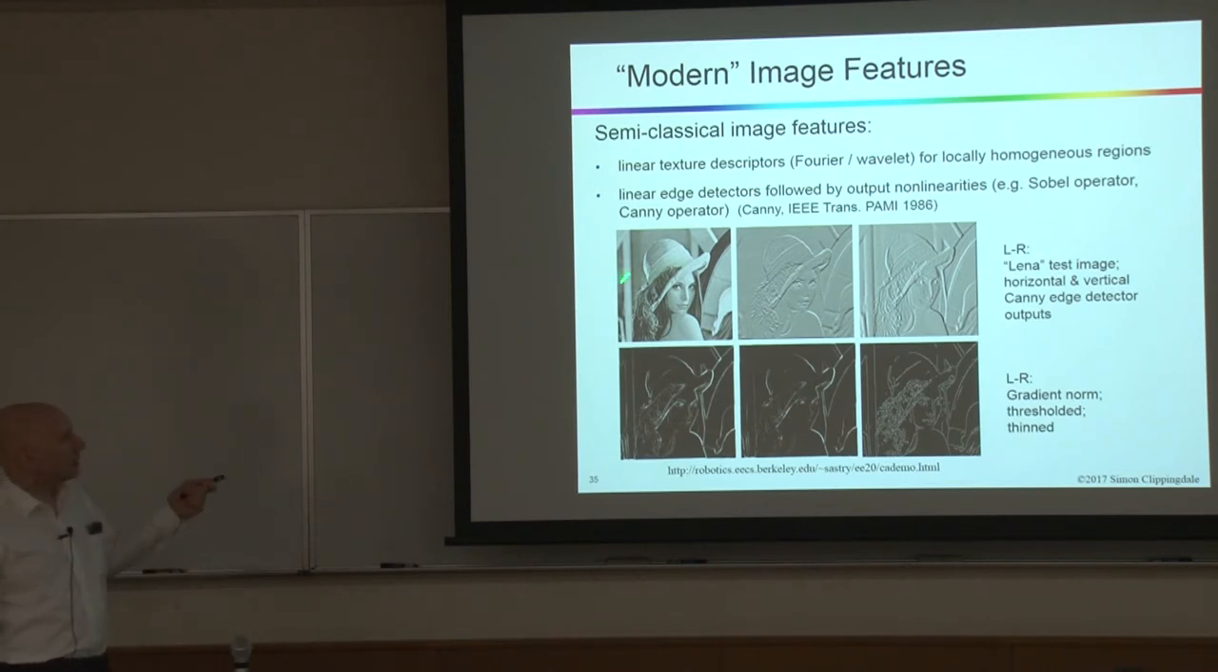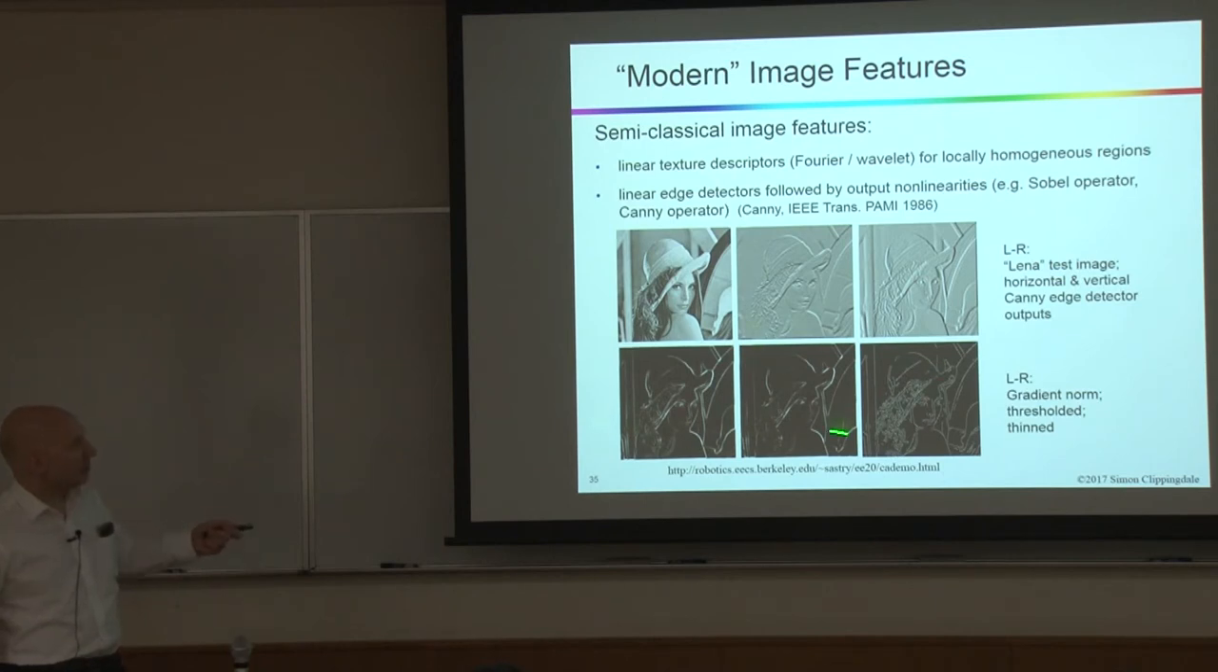The edge detectors were very popular. Here's a classic test image. This is probably the most widely used test image in image processing because there are smooth regions and high-frequency textured regions. There are strong edges, and there's a bunch of noise up here. The image has been very widely used for image coding and filtering.